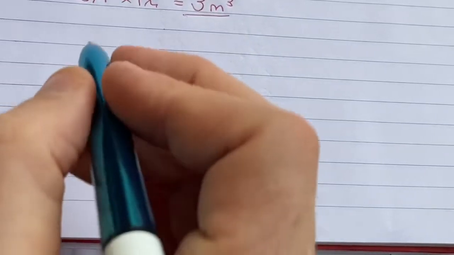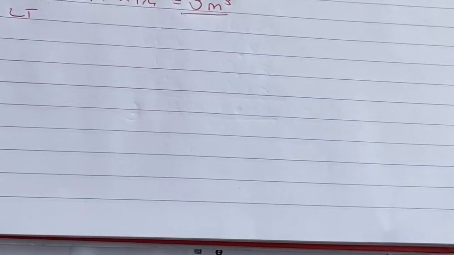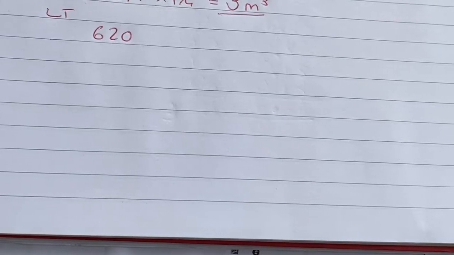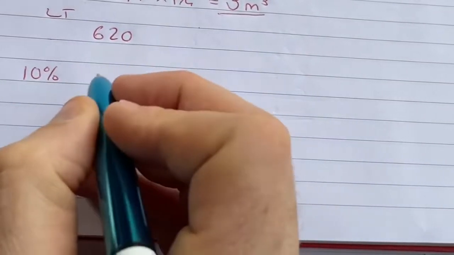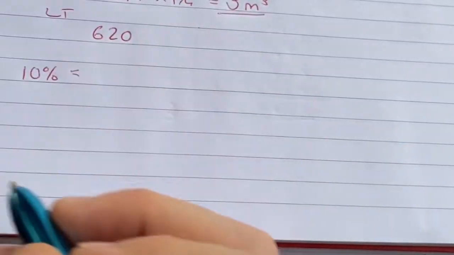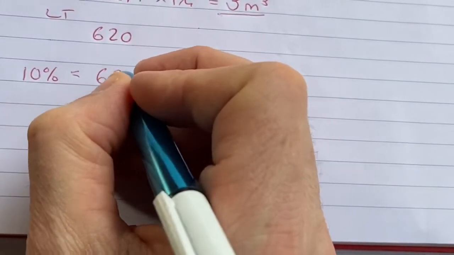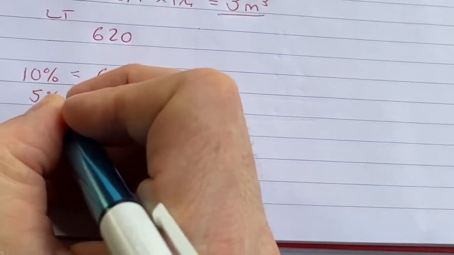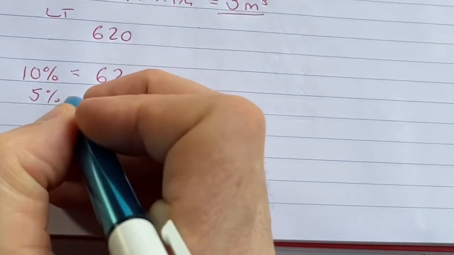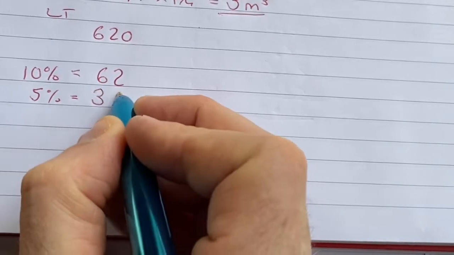So next bit, we've got last term. Usually I get one of you up to the board to have a go at this, but we haven't got a board and you're not here, so I'll just do them. We've got 10%, and I'll do them quite quickly because we generally do. 10% of 620 is 62. We've divided it by 10. If I want 5%, then I'm basically halving this because I want half of the 10%. So half of 62 is 31.